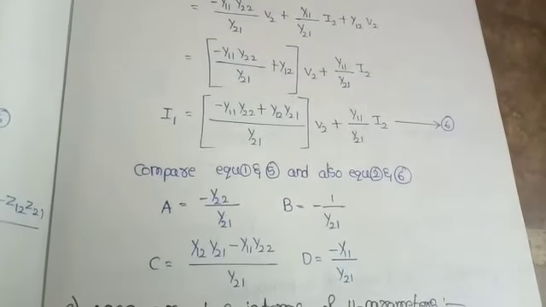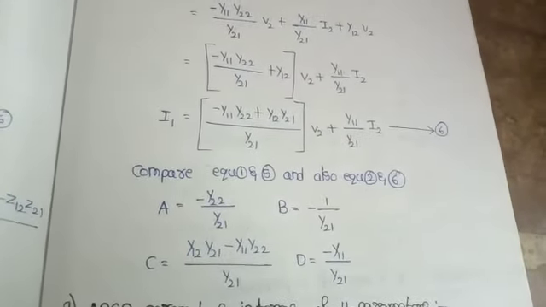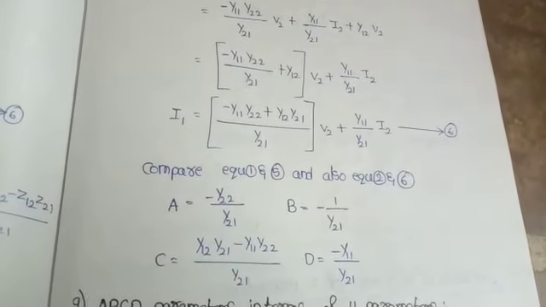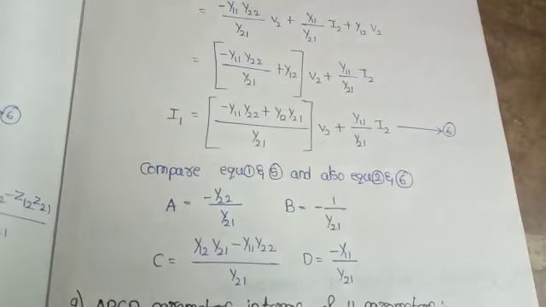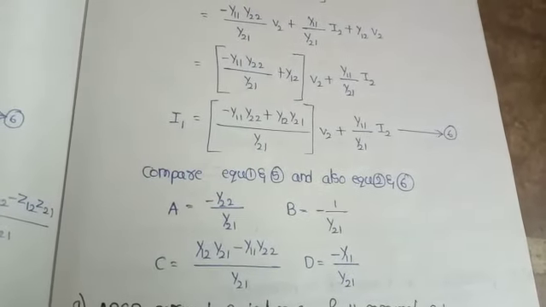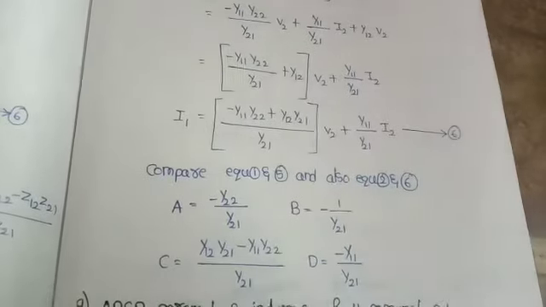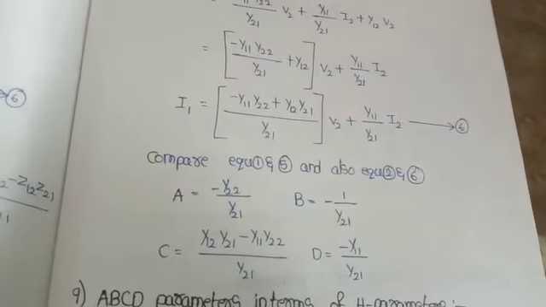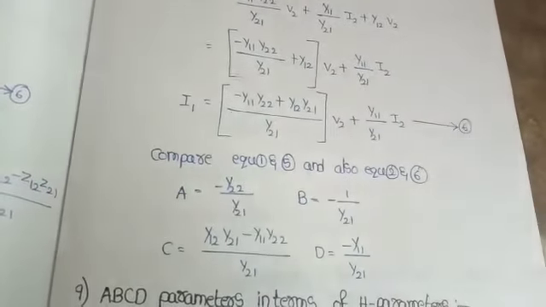As usual, compare equation 1 and 5 and also 2 and 6. We are getting the A value, B value, C value, D value individually. A equal to minus Y22 by Y21, B equal to minus 1 by Y21, C equal to delta Y by Y21, and D equal to minus Y11 by Y21.